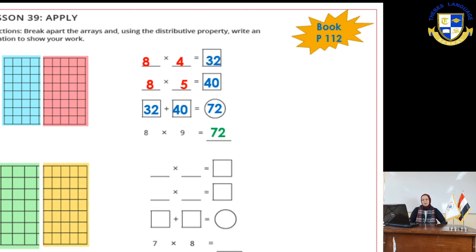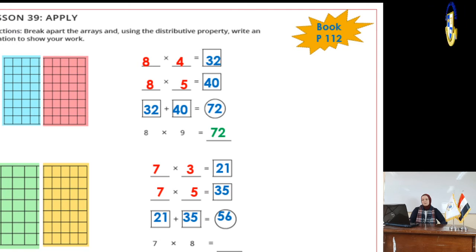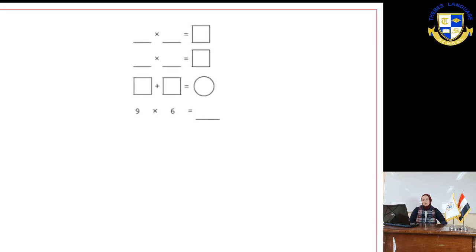Another example. Here we have an array. We broke this array into 2 parts. 7 times 3, it will be 21. 7 times 5 equals 35. Now take both of the answers and add them. So we are going to make 21 plus 35 equal 56. It means that 7 times 8 equals 56. Okay. Now the next page, another example.